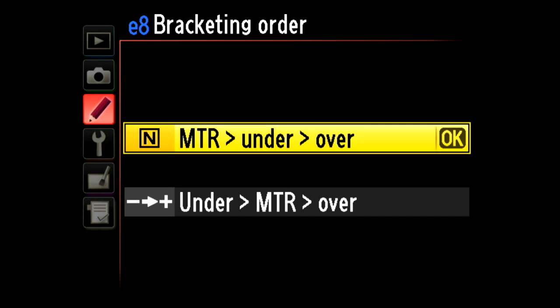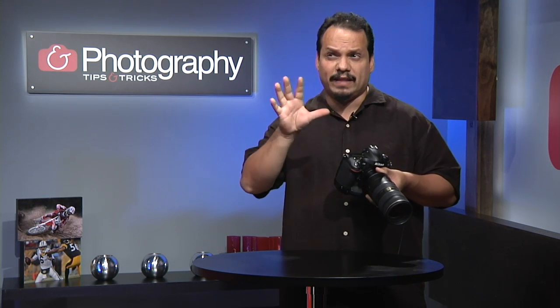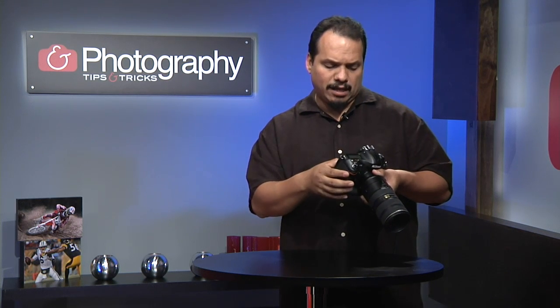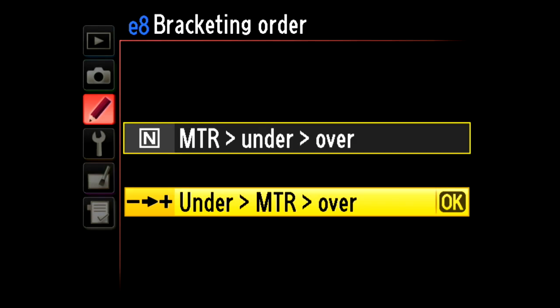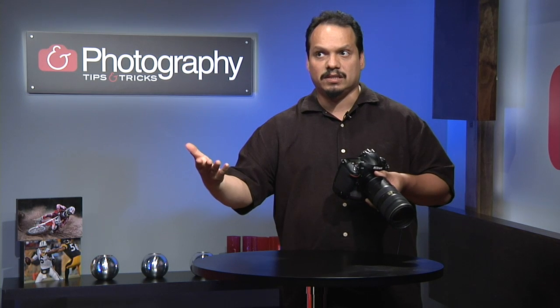Right off the bat, you'll see that by default it's set to take the metered picture first, then it takes the under picture, then it takes the over picture. Well, if you're doing HDR, it's a pain in the butt to be able to see all of that stuff the way that it is. So what I tell people is set yourself up for under, meter, over. That way, when you import the images, you see dark, bright, bright, bright, bright, bright, bright, bright, bright. The next dark image that you see is the next image in the series.